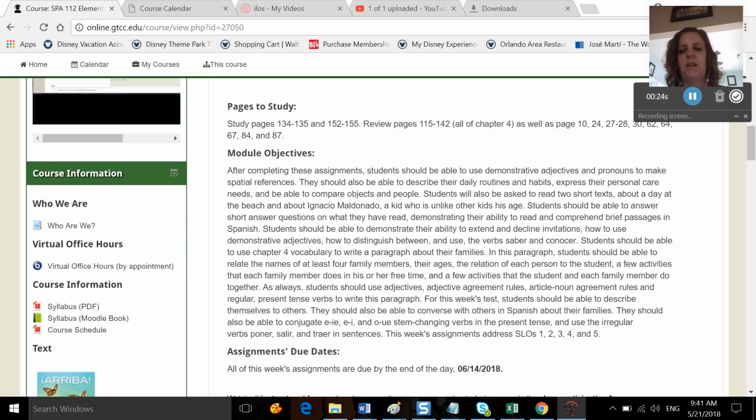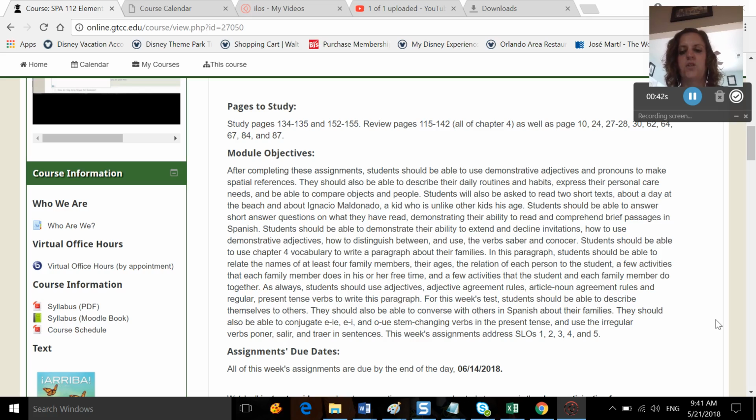So after completing this week's assignments, what you should be able to do or to understand, you should be able to use demonstrative adjectives and pronouns to make spatial references. You should be able to describe your daily routines and habits and express your personal care needs and be able to compare objects and people.